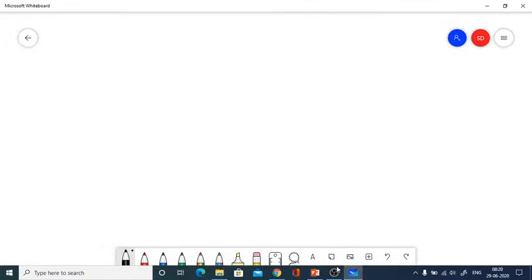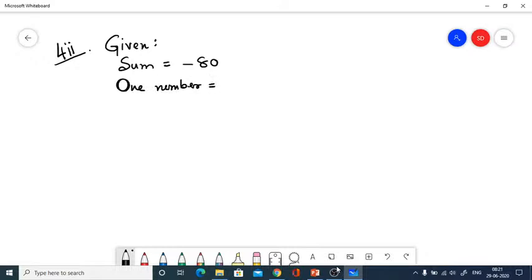Next we will do question number 4. Subpart 1 was done in the video, so I will do subpart 2. The sum of two integers is given. So what is given? For word problems, you can write it in this way: sum is equal to minus 80 and one number is minus 90. You have to find the other number.